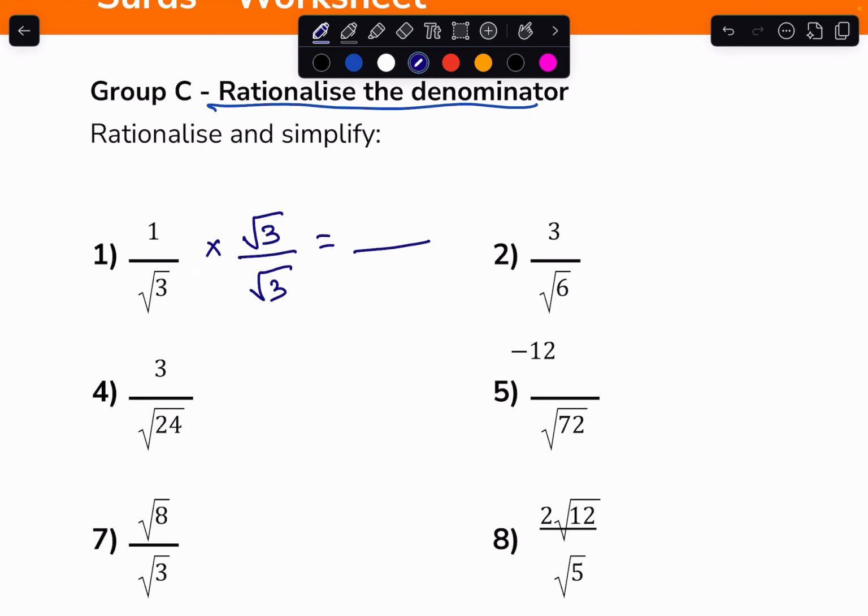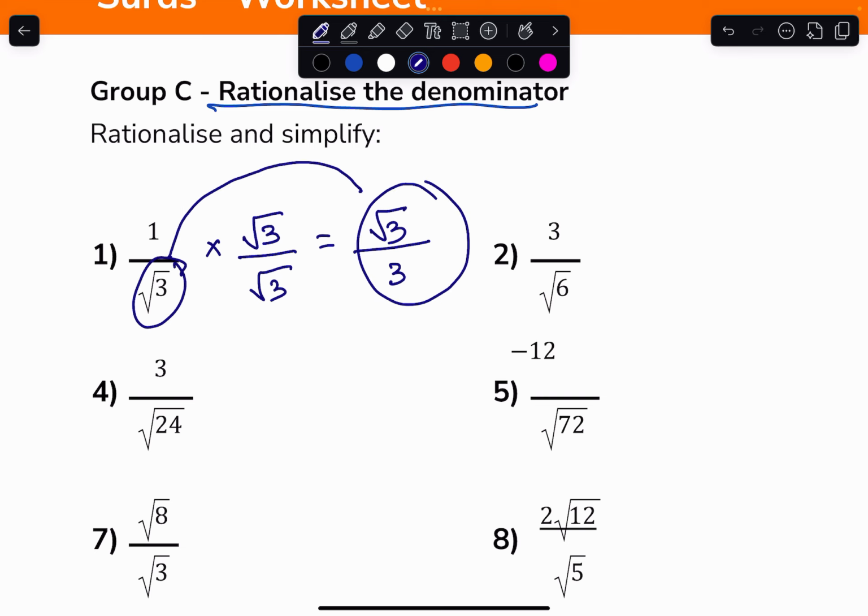Root 3 times root 3 gives you 3 only. 1 times root 3 is root 3. So see, from the denominator, it goes in the numerator. Okay, likewise, root 6 times root 6. So it will become 3 root 6 over 6.